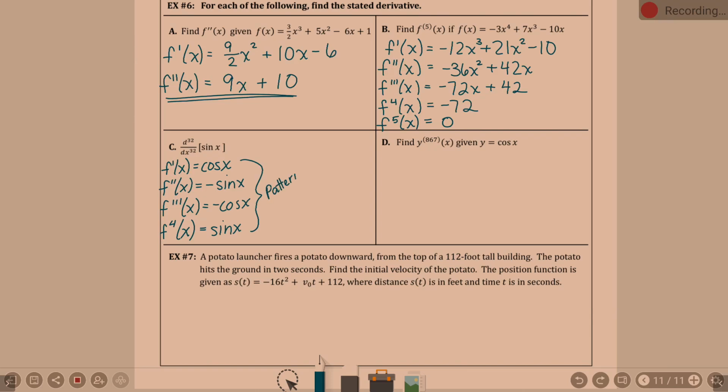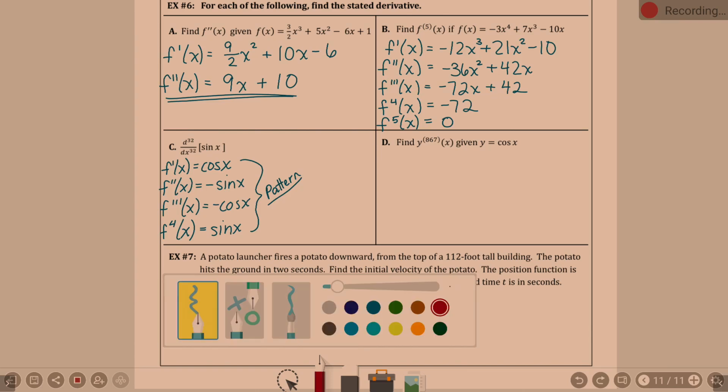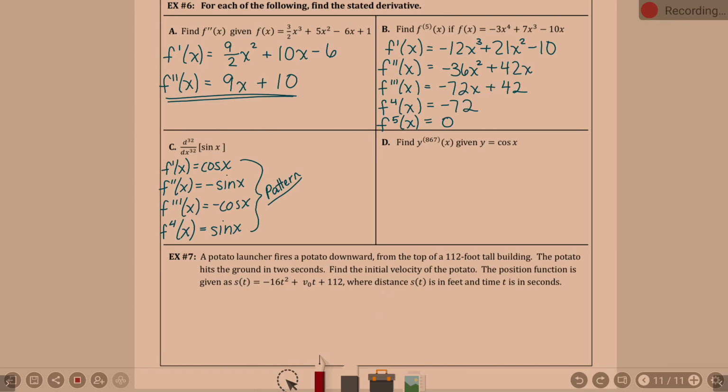Now, what about our answer? It would just be sine. Because if you go on the fourth one, if you do that 8 more times, you're going to be on that same fourth one. So it'd just be sine x. 32 is a multiple of 4, yes. So basically look for your closest multiple of 4 and then count forward however you need to. But yeah, the 32nd is going to be sine x. Okay?